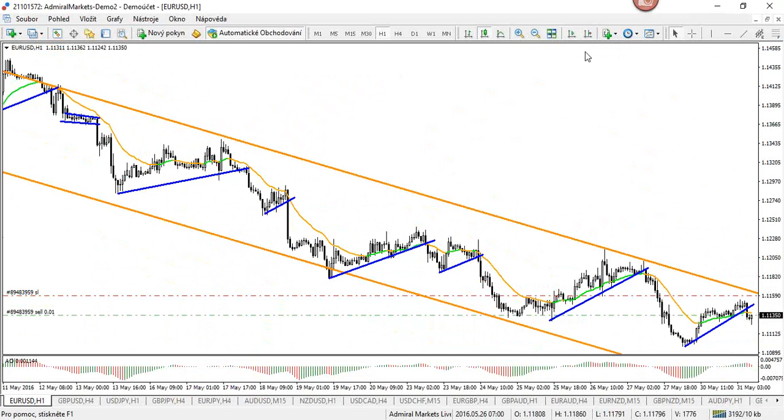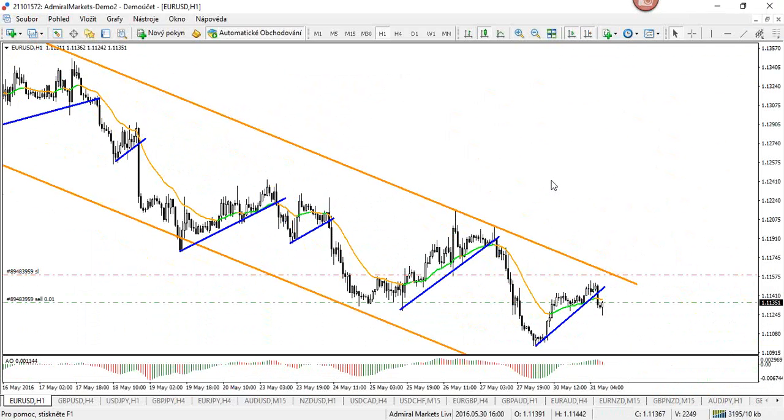So let's take a look. Let's look for patterns and discuss those. So at the moment, the euro dollar I think has a zigzag pattern.